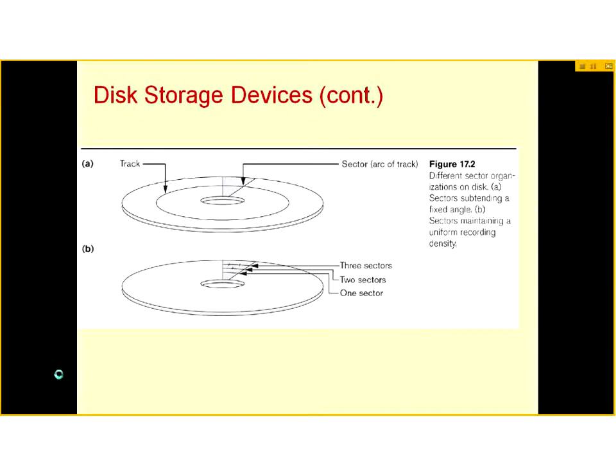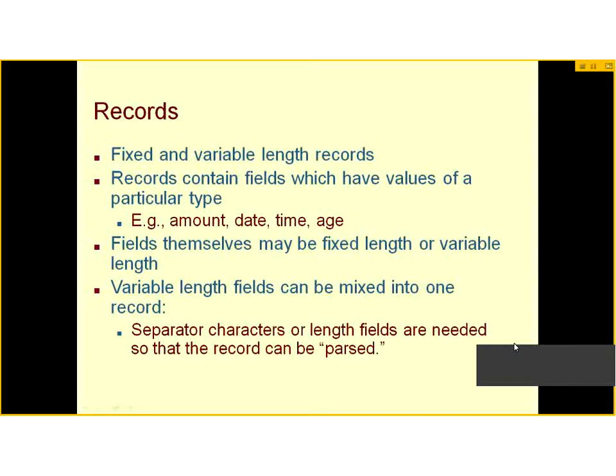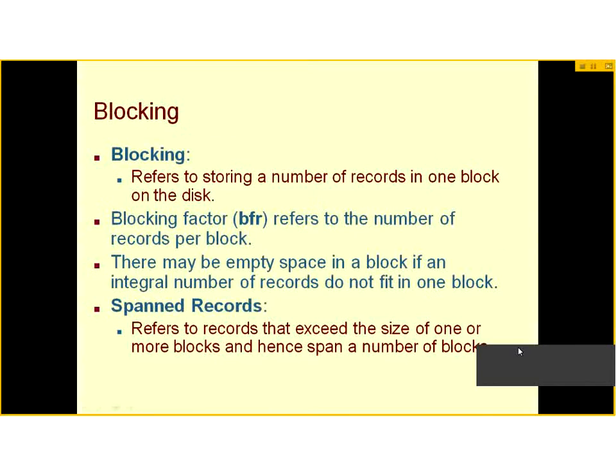And this is how the disk looks. You have tracks, you have sectors, and here you can see that you have 3 sectors in figure B. Then the read-write head moves to the track that contains the block on which the operation is performed, and the records can be fixed or variable length.